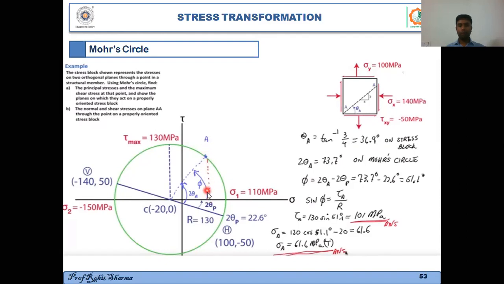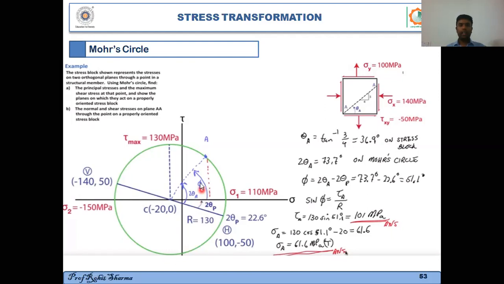So I can drop a perpendicular and I can read my sigma from this point, and I can read my tau from this point, or we can also do it like this, right? So I know what the radius of my circle is. So this CA represents what? The radius of my circle. I know what twice theta A is. I know what twice theta P is. We have calculated it in the previous slides.